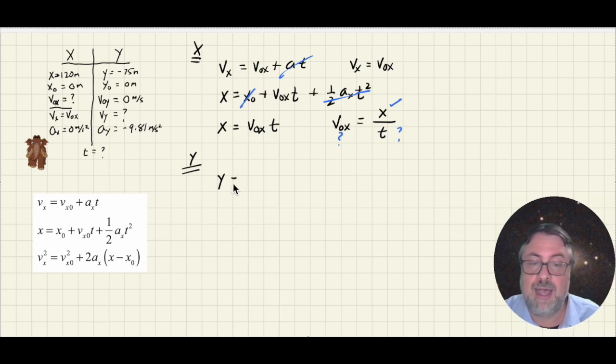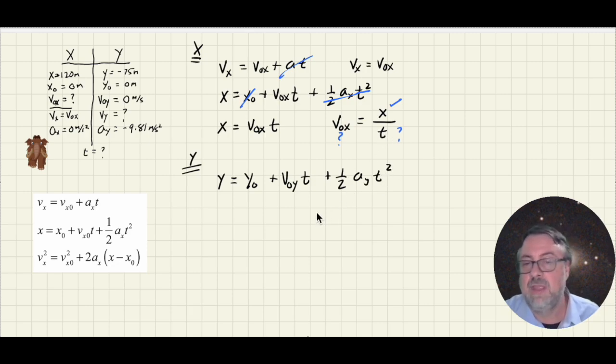So the final position in y will be equal to the initial position in y, plus the initial velocity in the y direction times time, plus 1/2 acceleration in the y direction times time squared. So again, canceling out things that are 0, I know that y naught is 0. I know that the initial velocity in y is 0, which takes out this entire term. So this equation simplifies to y equals 1/2 the acceleration in the y direction times t squared.